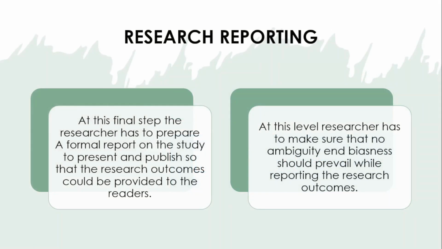Finally, the last step in the research process is research reporting. At this step, the researcher prepares a formal report on the study he undertook and presents and publishes it so that the outcome of the research can be provided to the client in case you are a research agency. And if you are pursuing academic research, this outcome of the research report can be published and submitted to your academic institution. At this level, the researcher has to make sure that no ambiguity and no biasness prevail while reporting the research results, so that the outcome you arrive at by applying the different statistical or analytical tools on the data has to be reported truthfully without any bias.